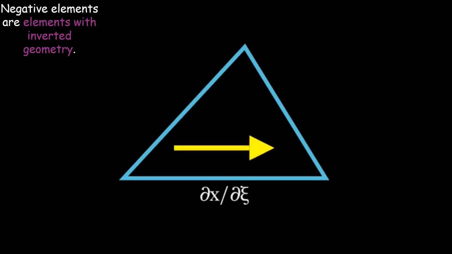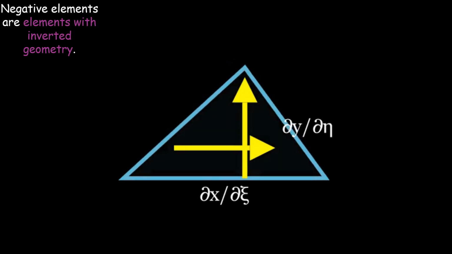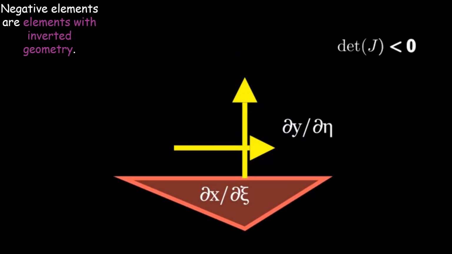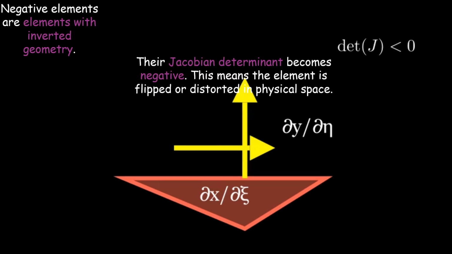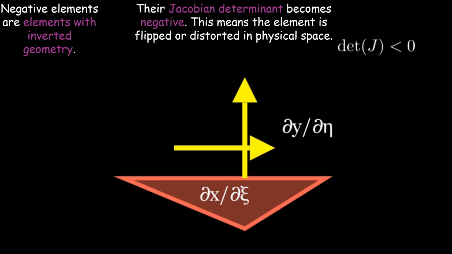So, what are negative elements? They are basically elements with inverted geometry when there are excessive forces or deformation. Mathematically speaking, their Jacobian becomes negative. In finite element analysis, the Jacobian is an indicator of the volume of the element, and once it becomes negative, that means the element is flipped or distorted in physical space.